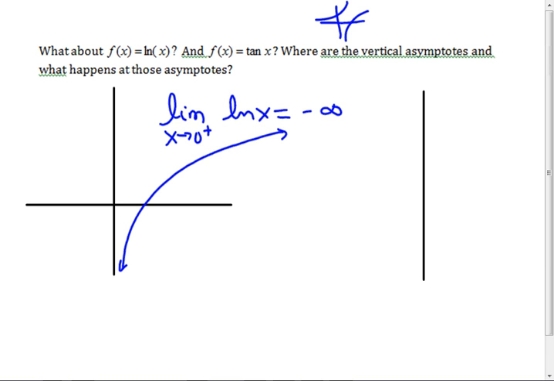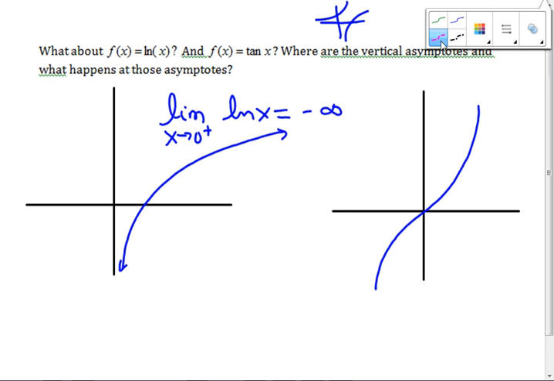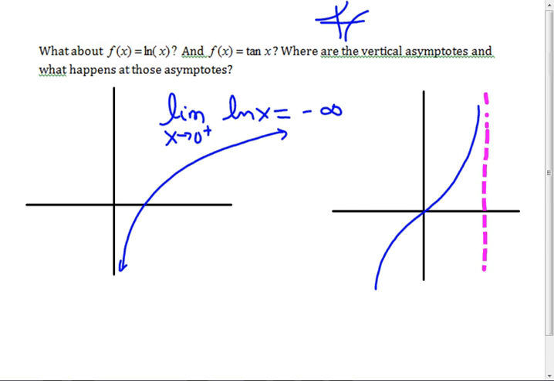Now what about the tangent function? Do you remember what the tangent function looks like? It kind of looks like a cubic, but there are vertical asymptotes. Now let's see if I know how to do this. Let's try that. Oh, that's kind of cool. It has vertical asymptotes. And where are they? This is pi over 2 and negative pi over 2.